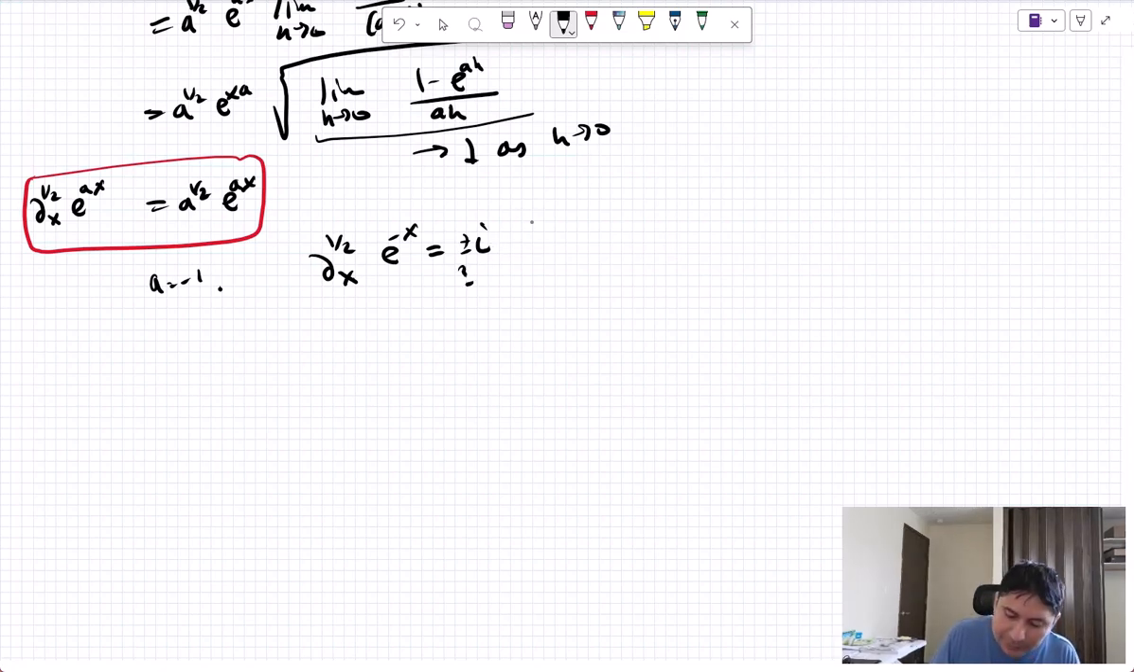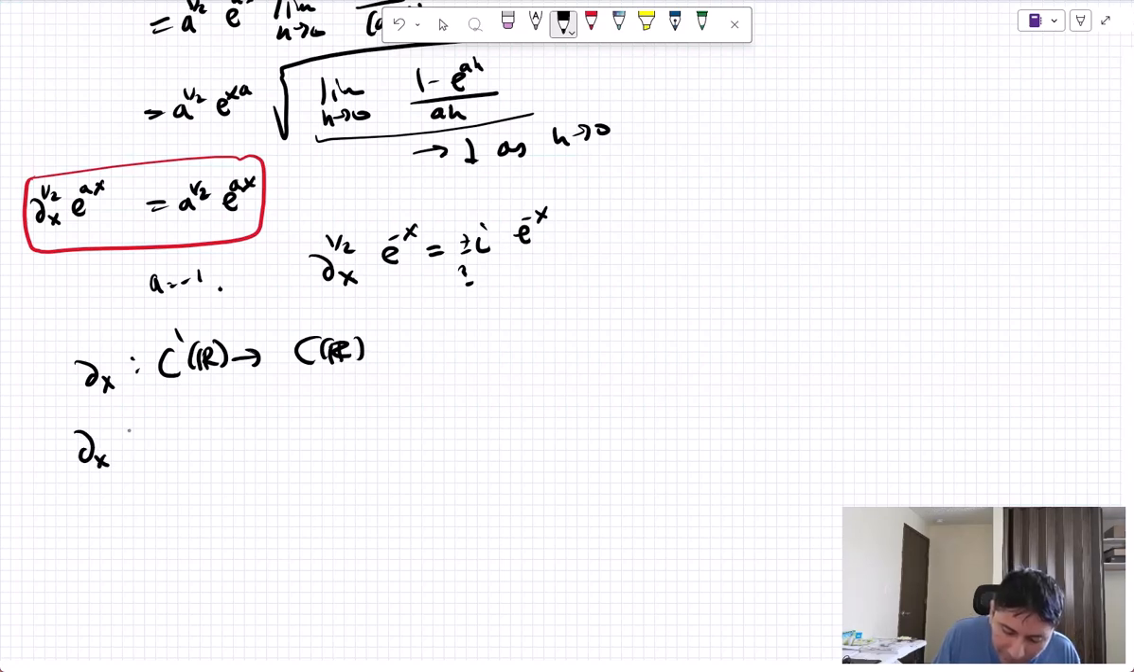Don't know which one it is, but it's plus or minus i, e to the minus x, right? In particular, what this shows is that the range of this fractional derivative operator is no longer the same as the range of the derivative operator, because the derivative operator took differentiable functions on the real line and gave me a function on the real line. However, the fractional derivative operator takes a differentiable function on the real line, and it seems to give me a function on the complex plane.